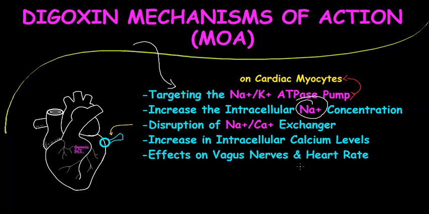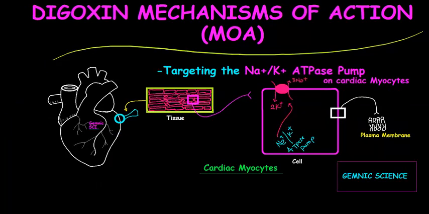Notice that this pump works across the membrane, with the ICF, the inside of the cell, here. It simply pumps sodium ions out of the cell and potassium inside of the cell. It creates an electrochemical gradient, which is essential for generating the electrical impulses that regulate the heartbeat.